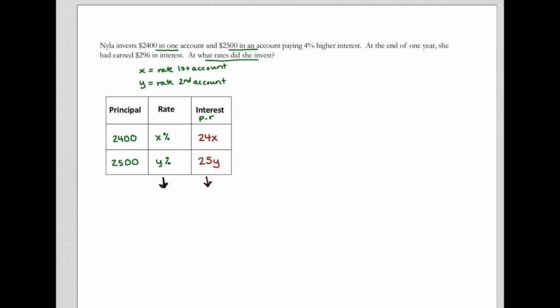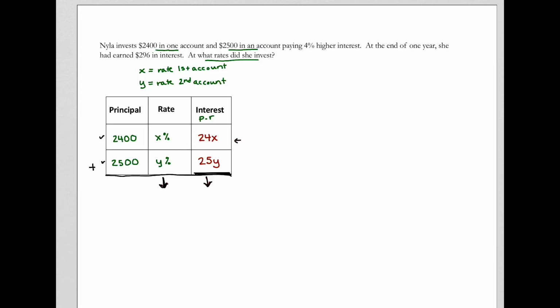The first column really doesn't tell us anything because we just have principal numbers added up. But these two columns here, the second and the third, actually have variables with which we can write two equations. What is our total interest? Remember, we're adding the first account to the second account, and that's giving us a total right here.